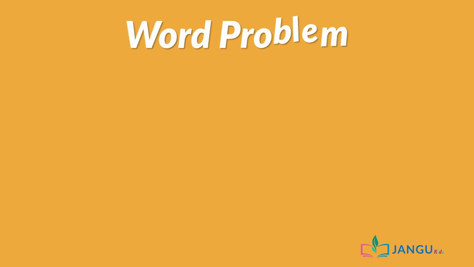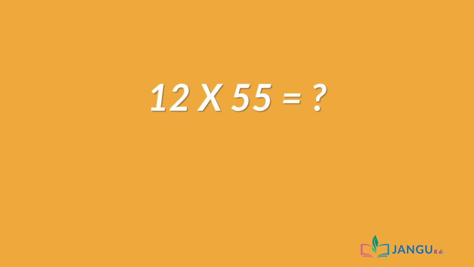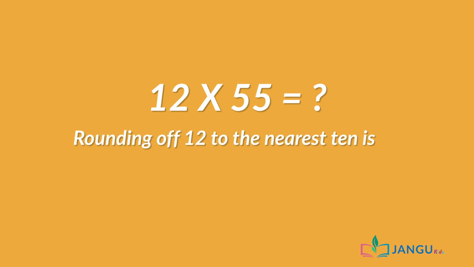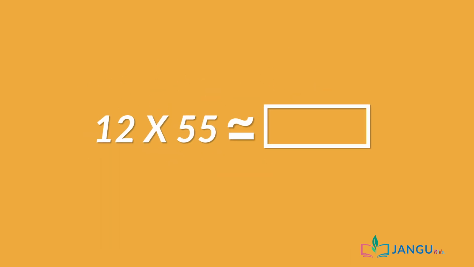Let us try solving a word problem. Central Primary School has 12 classes, and each class has 55 students. What is the approximate total number of students in the school? Apparently, this question requires us to find the product of two numbers, 12 and 55. So, rounding off 12 to the nearest 10 is 10, and rounding off 55 to the nearest 10 is 60, which means 10 times 60 is equal to 600. Therefore, 12 times 55 is roughly equal to 600.